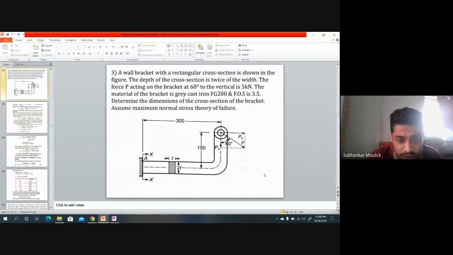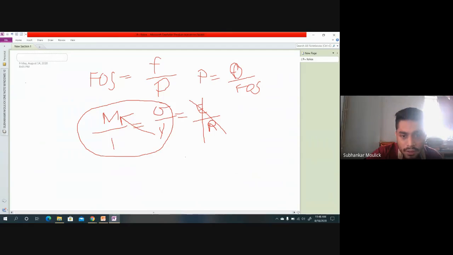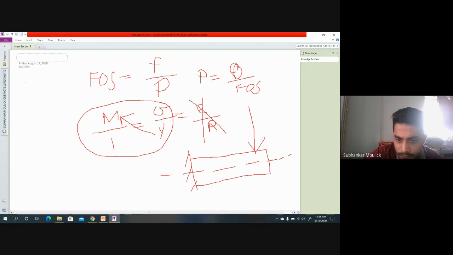See, if this is your beam, this is your neutral axis, fine. Once you apply any load on the beam, the beam will bend somewhat like this.